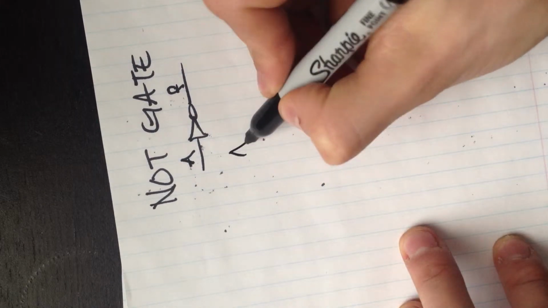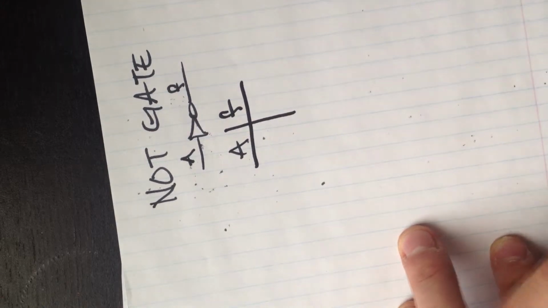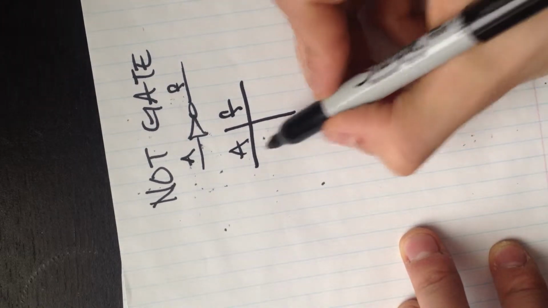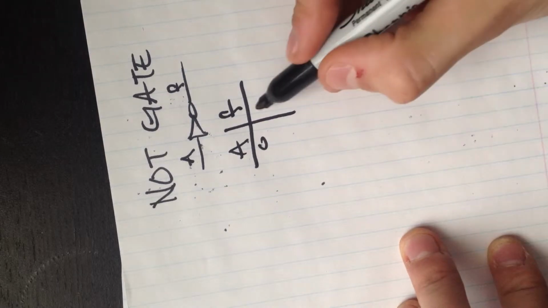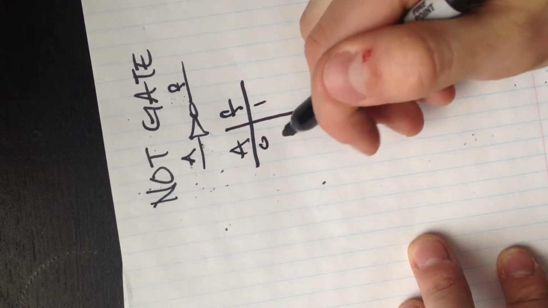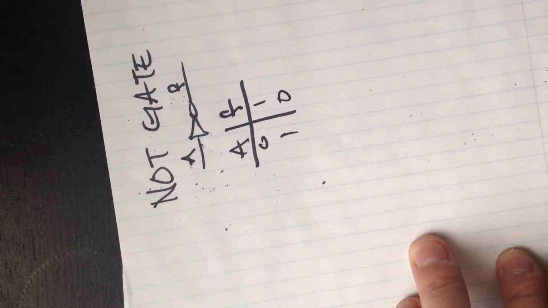So what happens with this gate is it will invert any signal it has applied on it. For example, if a low is applied to the input, you will get a high output. If a high is applied to the input, you will get a low output.